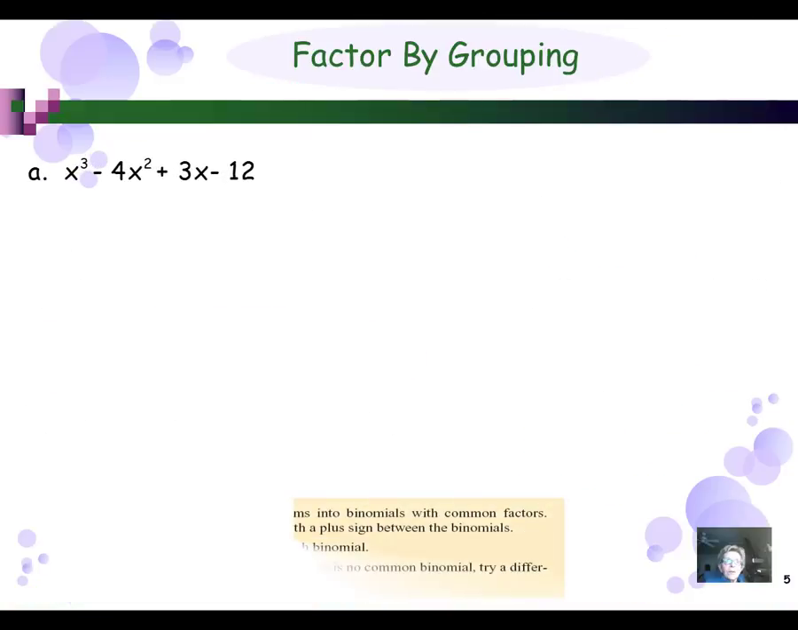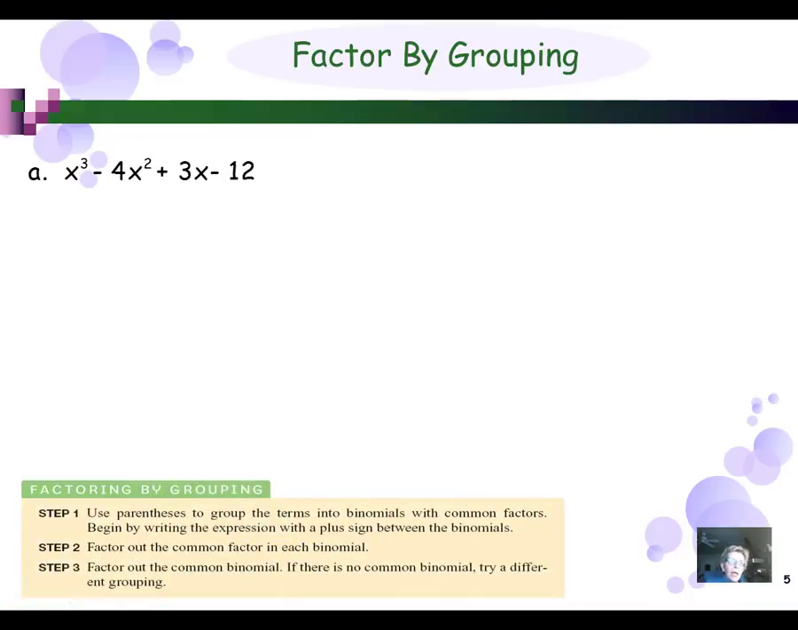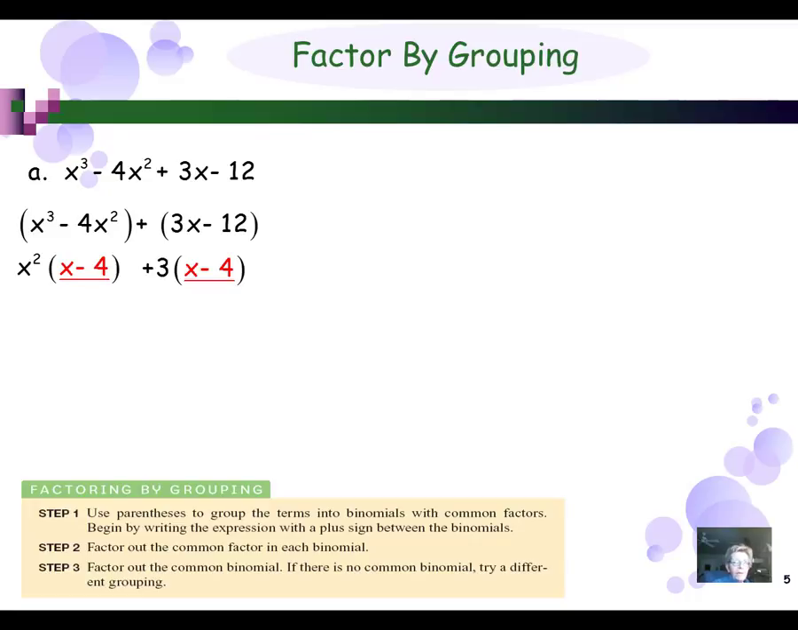My last slide on factoring is factoring by grouping. If I have a 4-piece polynomial, I'm going to break the 2 pieces into 2 sets of parentheses and see if there's a GCF in each side. On the left side, my GCF is x squared. When I factor that out, that gives me x squared times the quantity of x minus 4. I'm going to bring down the plus, and I see that 3 is a factor of the second set of parentheses. When I factor that out, I get x minus 4, and that is actually the red flag.